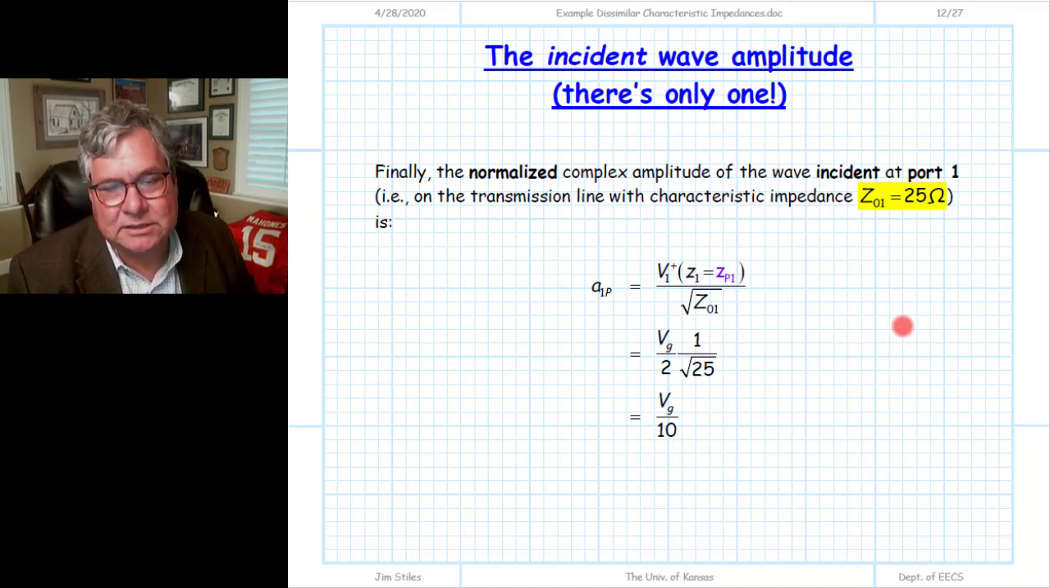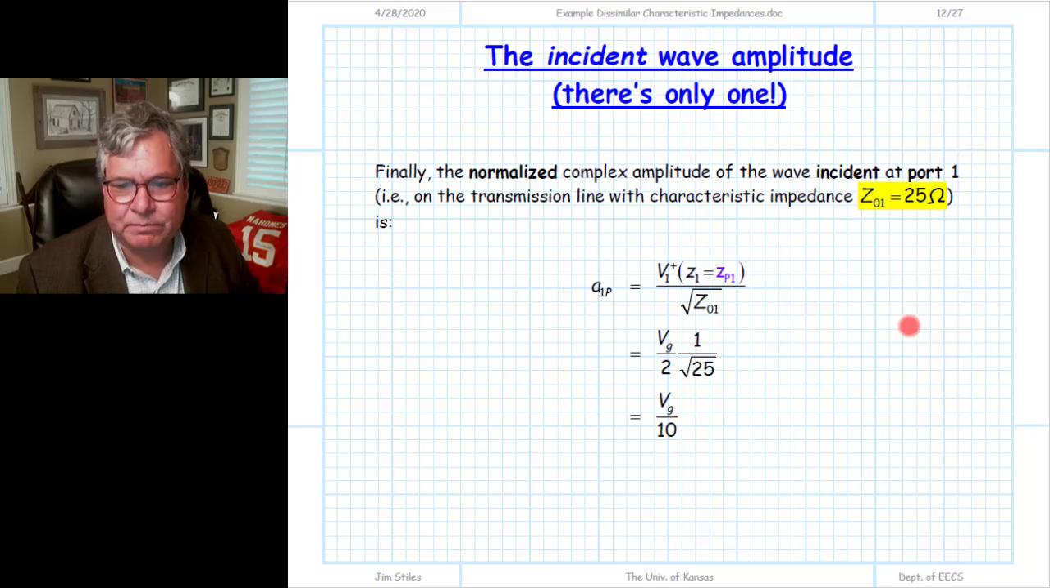We said there was only one incident wave, and that was the wave incident on port 1. And so we need to determine it as well. The normalized incident wave amplitude of port 1 is simply the plus wave voltage evaluated at the port plane. Now, I want to emphasize that plus wave voltage is the plus wave voltage on the 25 ohm transmission line. This is not the plus wave voltage on the 150 ohm transmission line. And then we divide that by the square root of the characteristic impedance of 25 ohms.